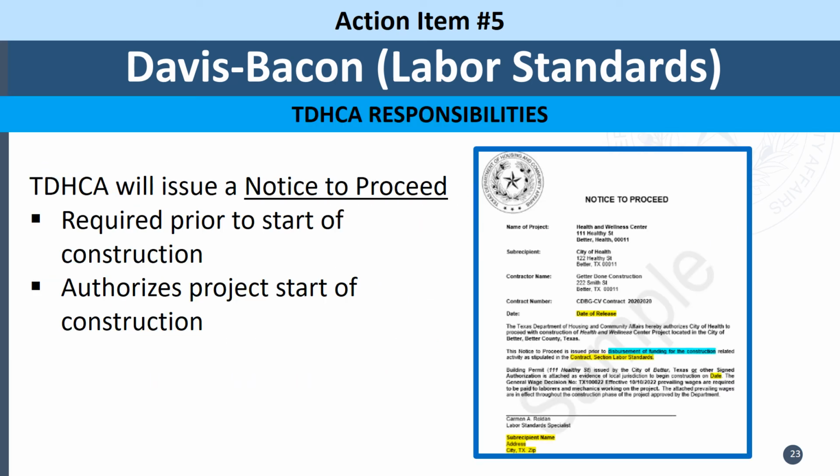TDHCA will issue a notice to proceed to notify the subrecipient that they can start construction. When the subrecipient issues their own NTP, please provide a copy to TDHCA. Here is an example of the notice to proceed that you should be receiving from us.